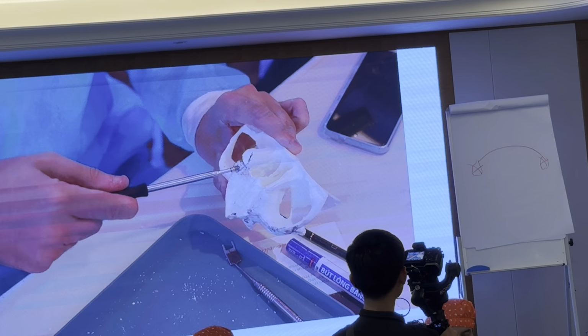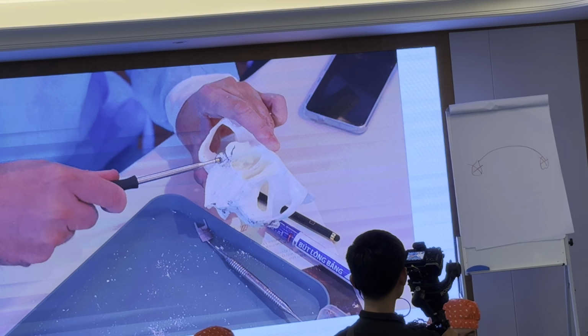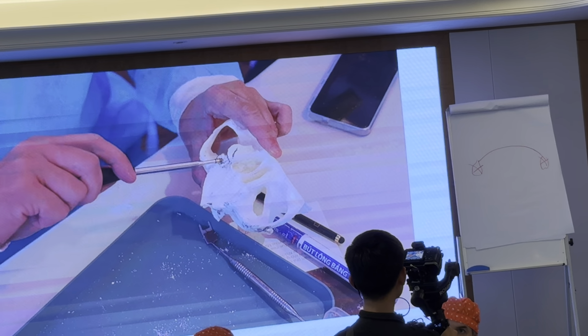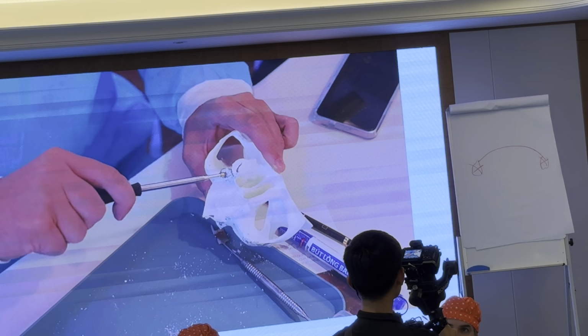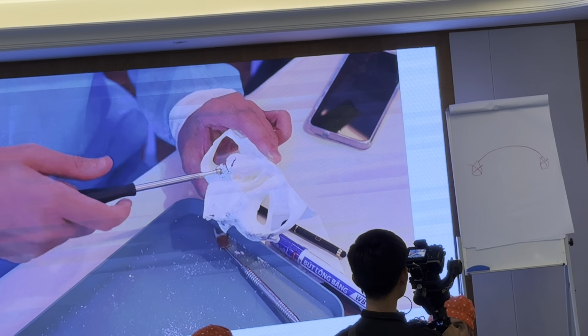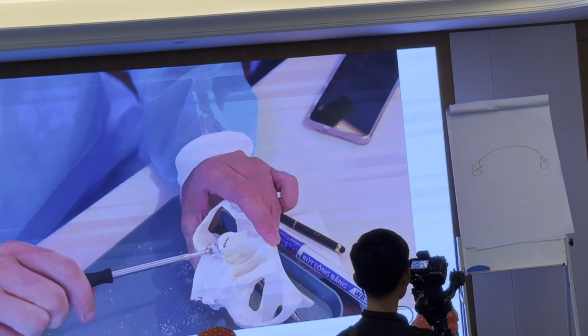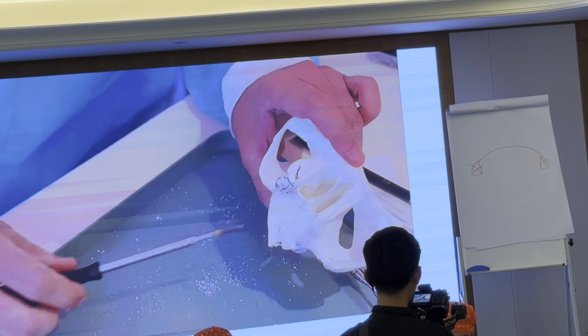If the implant is too taut, unscrew and screw. Unscrew and screw. Unscrew and screw. Okay? So let's simulate some mistakes, because mistakes are the best teacher.